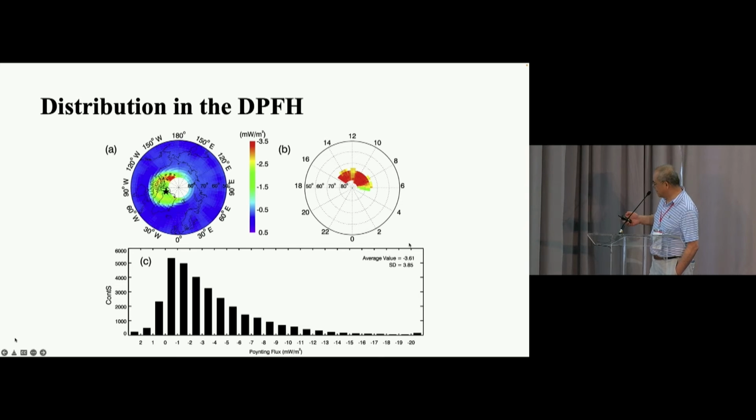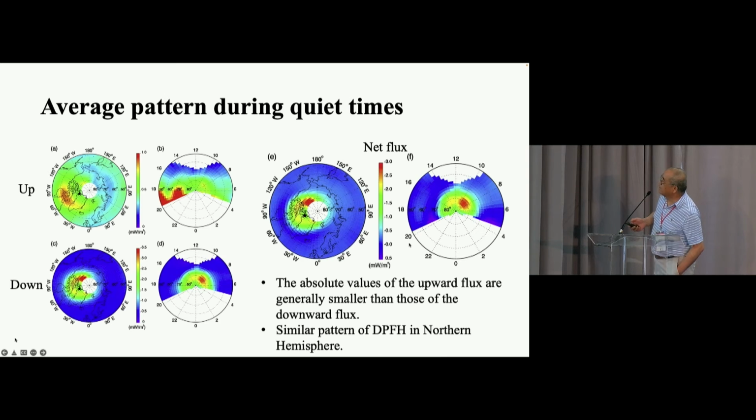How to go back. Is that back pattern? Yeah, okay. So this is the average pattern. There's two: one is downward flux, which is 3.5, and this is only 1.0. So the downward Poynting flux is much bigger than the upward flux.